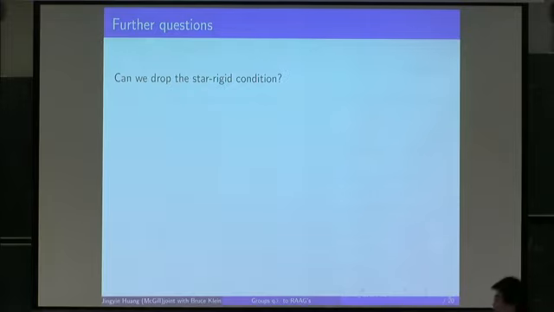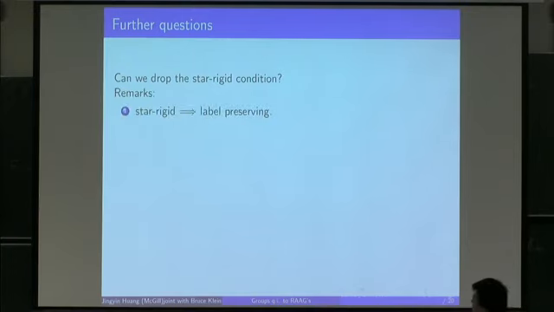I have five minutes left, so let me just leave some questions. We have three assumptions in our theorem: finite out, no four cycle, and star rigid. My question is, can we drop the star rigid condition? This is something I would be very interested in. Currently I don't know any counterexample if we drop the star rigid condition, and I have no idea how to do it.